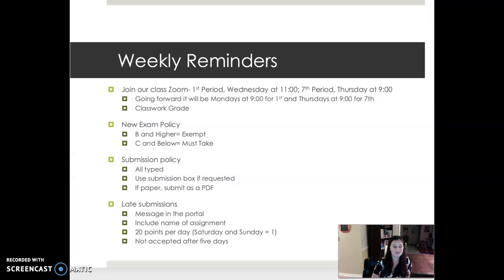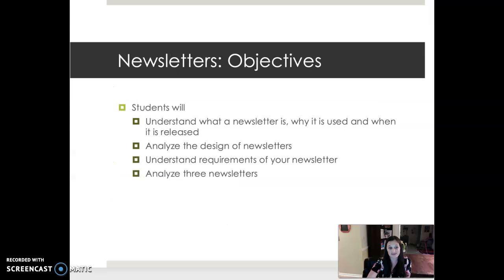You also will be losing 20 points per day. It used to be half off after 1 day late, but now it's 20 points per day. And Saturday and Sunday, I'm only going to count as 1 day. So those are grouped as 1 day instead of 2 days. And things are not accepted after 5 days because you lose 20 points per day and then you'll be at 0. So get them in on time.